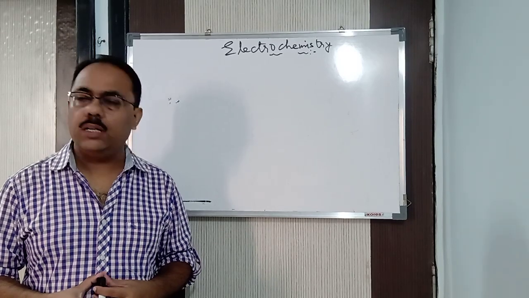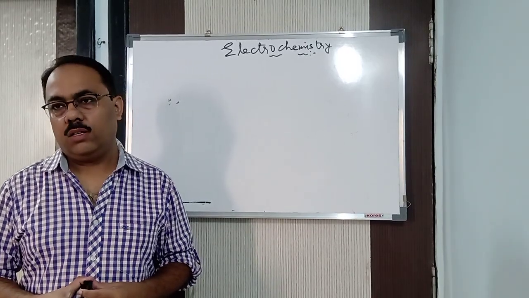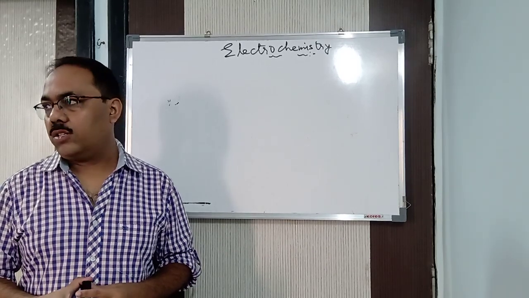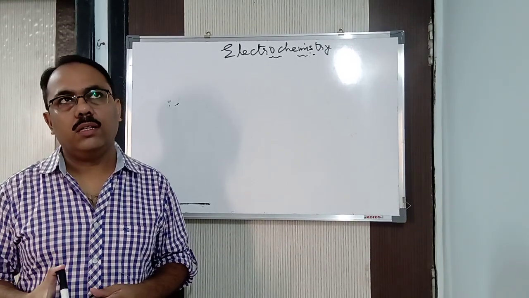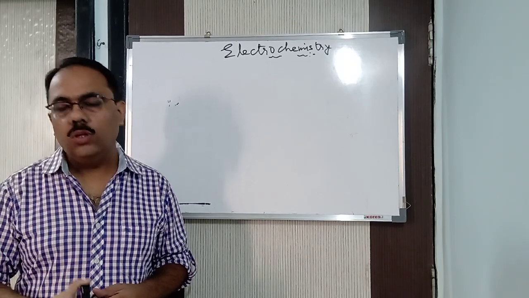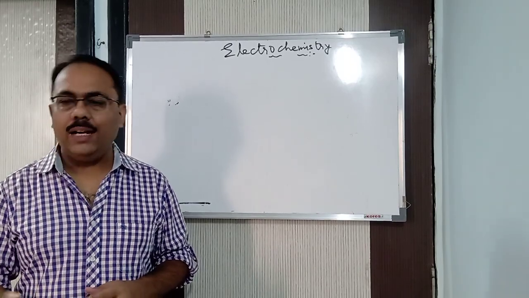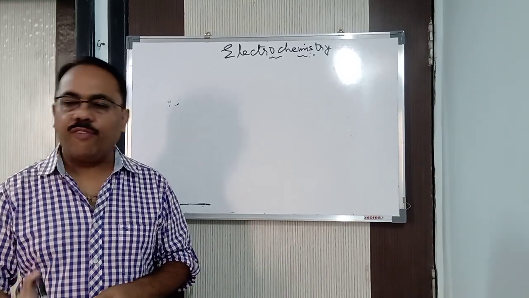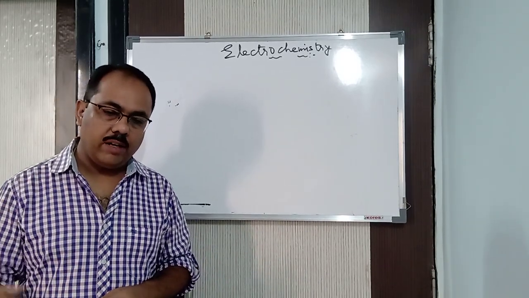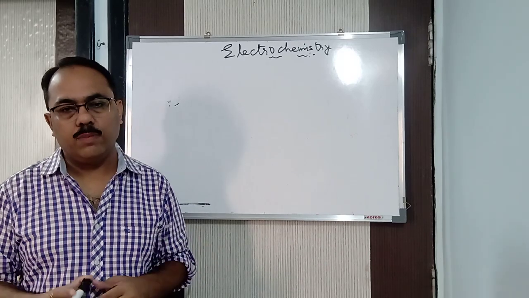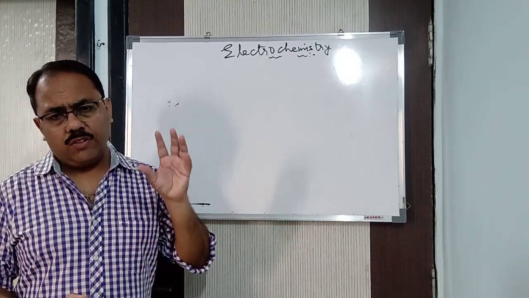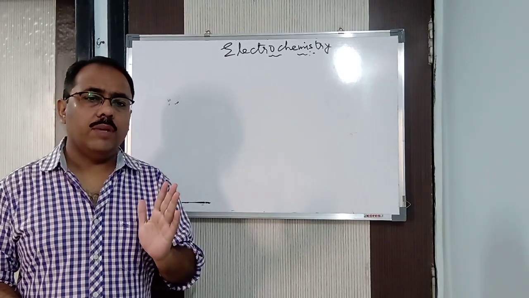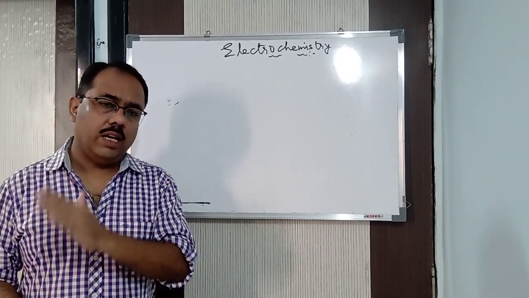Electrochemistry is that particular chapter in chemistry which deals with electrochemical reactions. That is, it deals with the conversion of chemical energy to electrical energy and vice versa, electrical to chemical, and the factors affecting the rate of these reactions. All these things we are going to study in this chapter. So basically, we are going to study the electrochemical reactions, that is the conversion of chemical energy to electrical energy or electrical to chemical.